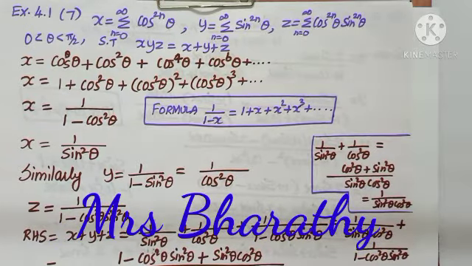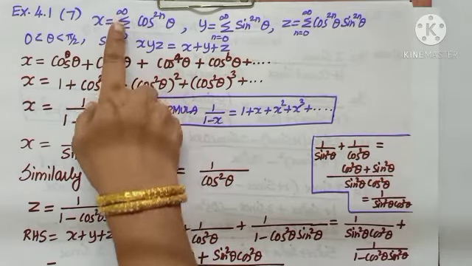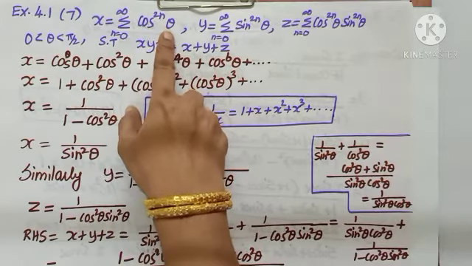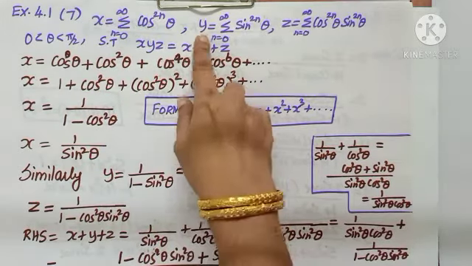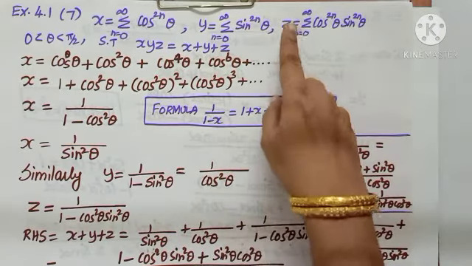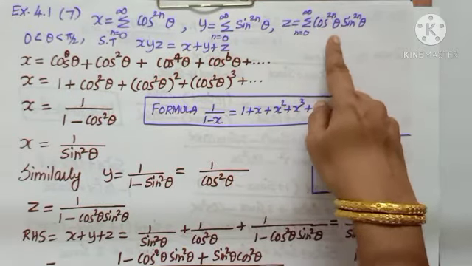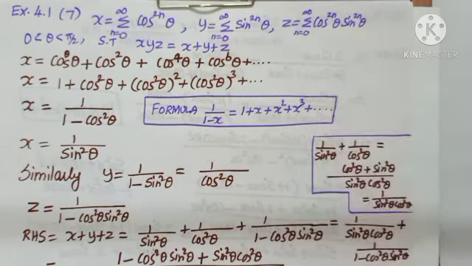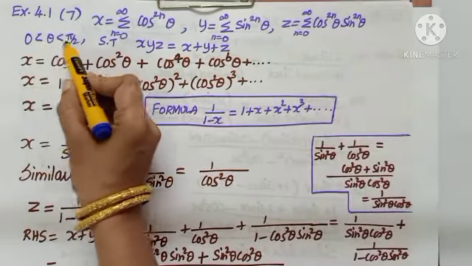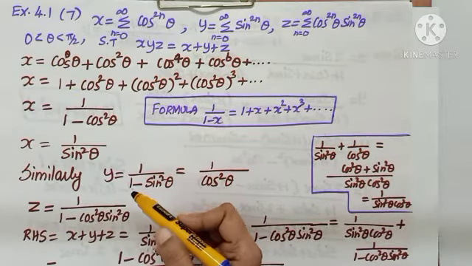Question number 7. Given x is equal to sigma n equals 0 to infinity cos power 2n theta, y the same pattern but sin power 2n theta, z the same pattern but now cos power 2n theta into sin power 2n theta. How are we going to do this? Theta is between 0 to pi by 2, that is, we are in the first quadrant.